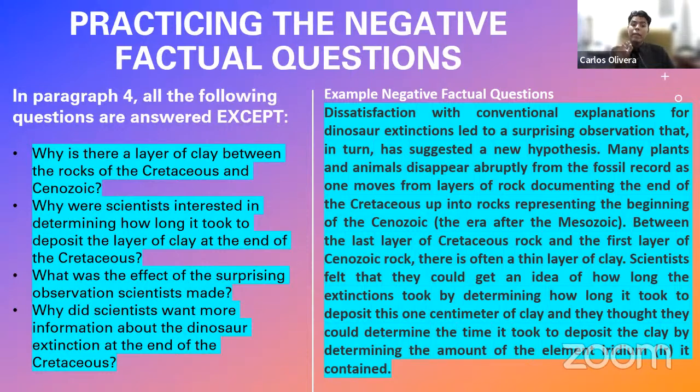That is to say, they were interested in knowing how long it took to deposit the layer of clay, because they thought that if they investigated that specific topic, then they would know how long it took for the dinosaurs to become extinct. Well, not the dinosaurs in this case, it is plants and animals. Why did all these plants and animals disappear? That is the reason why they were super interested in knowing how long it took for this layer of clay to be deposited.